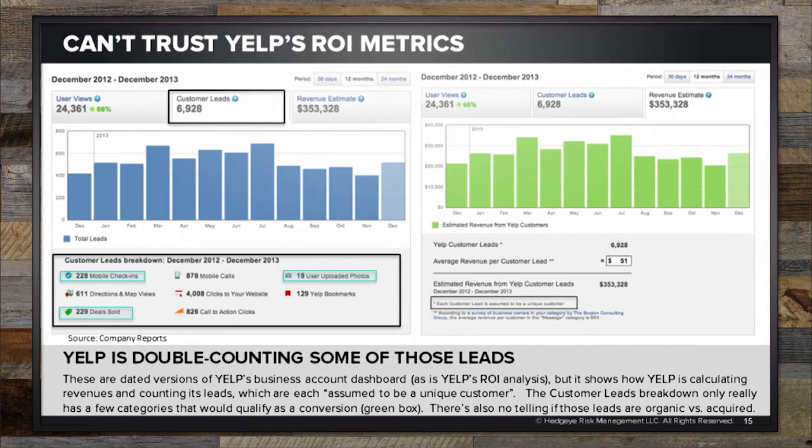And if you look over to the chart to the right, we've also highlighted in that black box exactly how they calculate this. Each customer lead is assumed to be a unique visitor. So all this says is that the ROI metrics that Yelp is throwing out there are obviously misleading, if not intentionally misleading. One. And two, here's the funny thing, is that we don't actually know how many of those leads were acquired via advertising or were just organic to begin with.